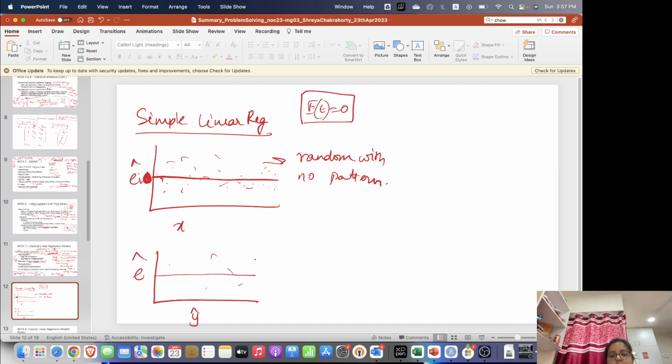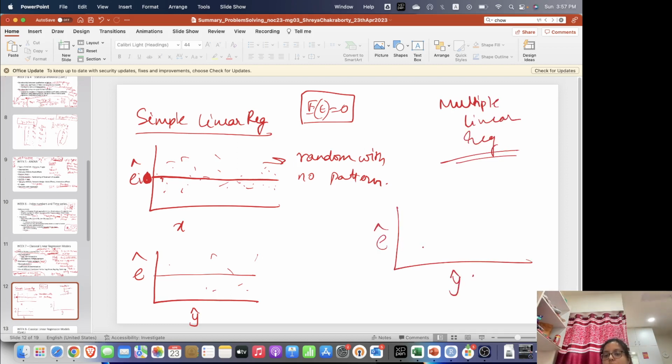We would notice the same pattern, but in case of a multiple linear regression, we should plot the residual versus predicted only, and there should be randomness in the residual plot. So these are all residual plots.